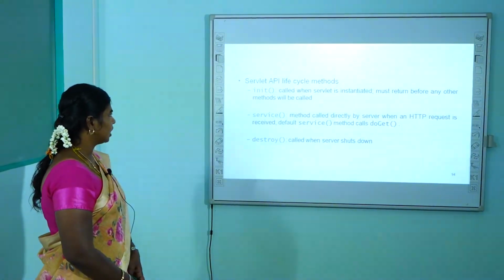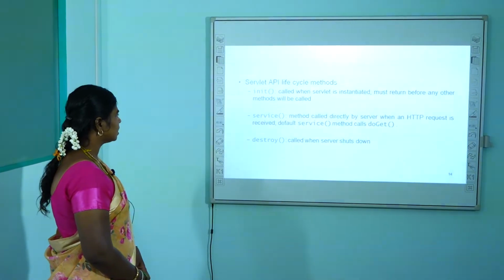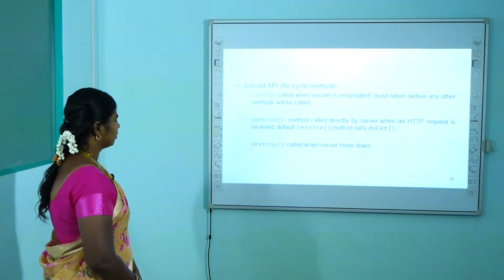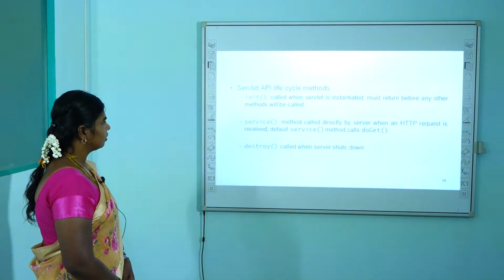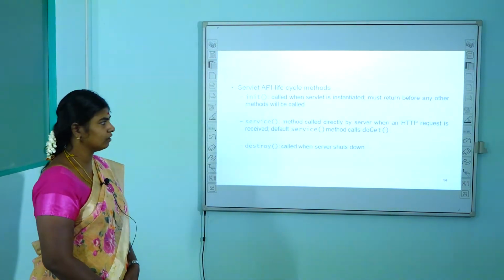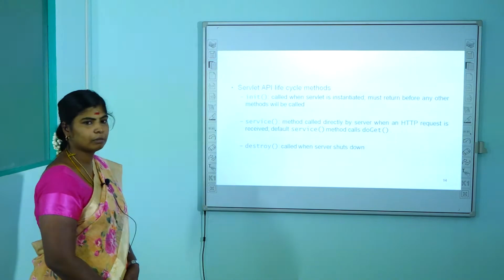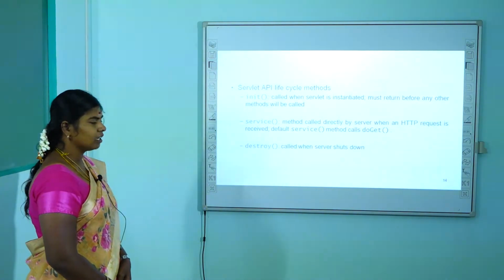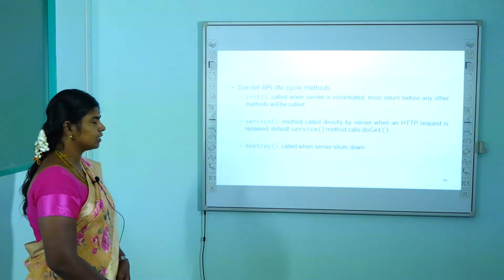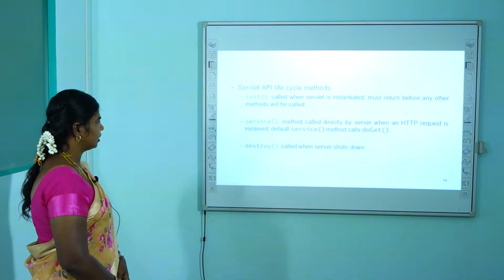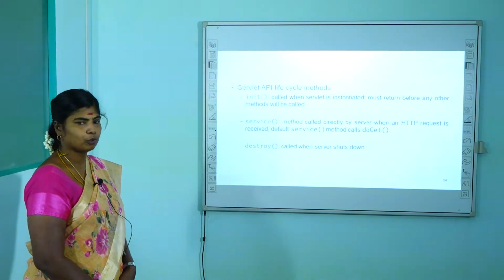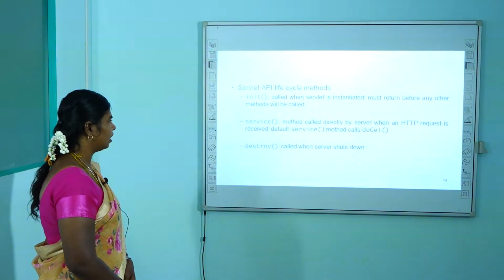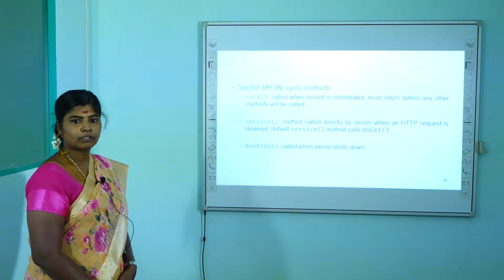Servlet API lifecycle methods. These 3 methods are involved in the servlet lifecycle. The init method is called when the servlet is initiated, and it should return before any other methods are called. Then the service method. This method is called directly by the server when an HTTP request is received. So the service method calls doGet or doPost method. Next, destroy. It destroys the memory or the file when shutting down the server.